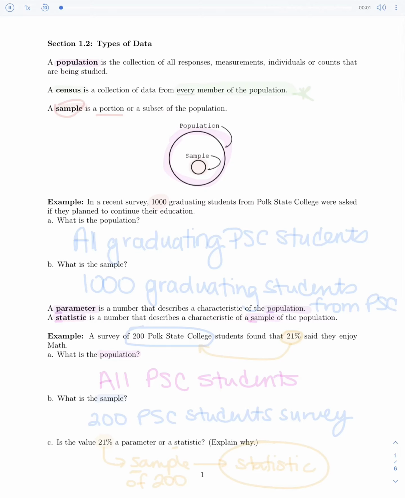In section 1.2, we're going to talk about different kinds of data. So let's start out with, again, some vocabulary terms. So the first thing that we're going to look at is the term population.